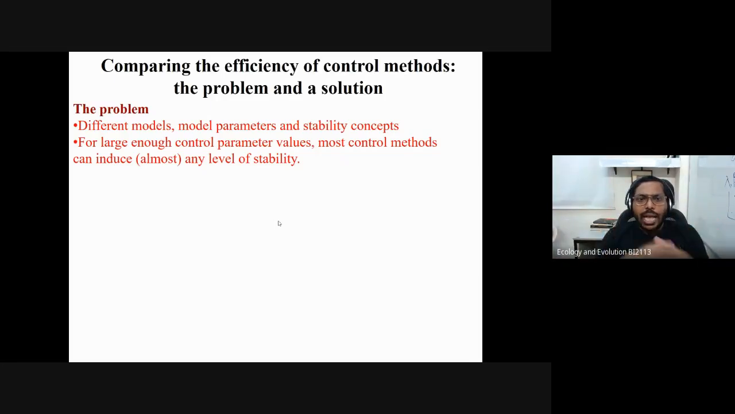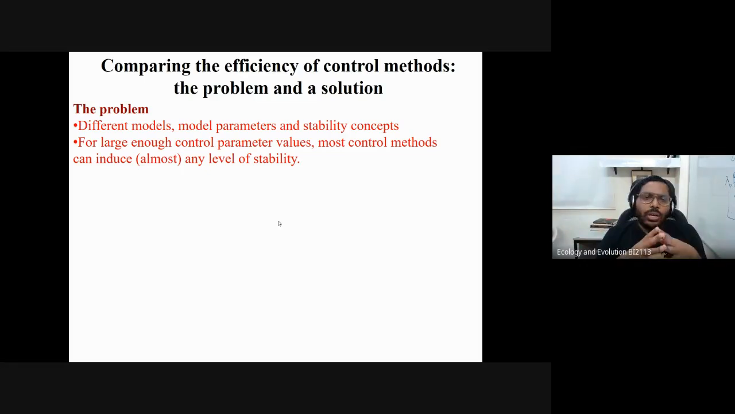However, the problem is that there are so many other control methods in the literature, and all these methods have been proposed in the context of different models. They have been checked in the context of different model parameter ranges, so different values of R, different values of K, and so on. They have been talked about in different contexts of stability. As I said, there are so many ways in which people have looked at stability. And the issue is that if you put in large enough control parameter values, then almost all these control methods can induce almost any level of almost any kind of stability.